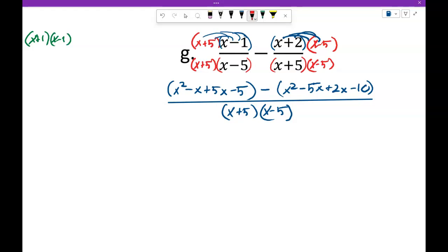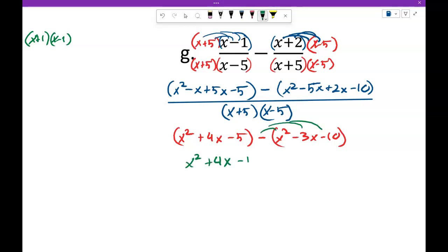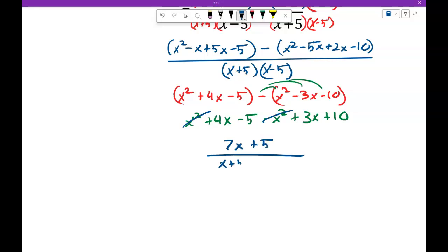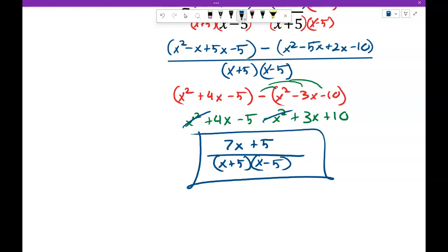Now before we distribute this negative, it might be a little easier to combine like terms first. And then we can distribute the negative. Now we'll combine like terms again. The x squareds cancel, leaving us with, I don't know why I wrote a 4 there, 7x plus 5 over our common denominator. There's no further factoring or simplifying, so there we finish it off.